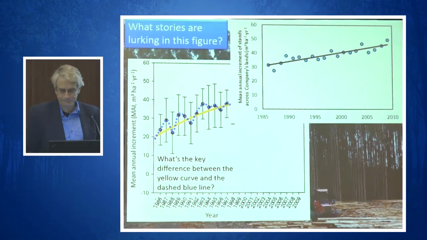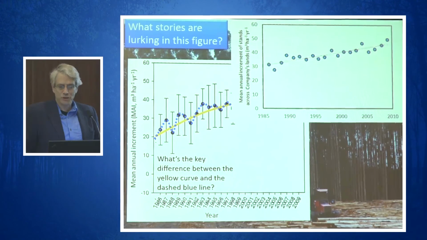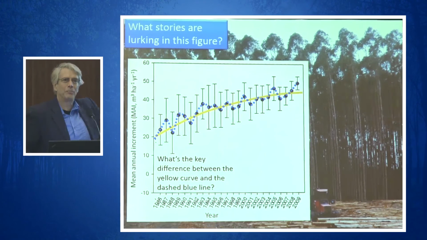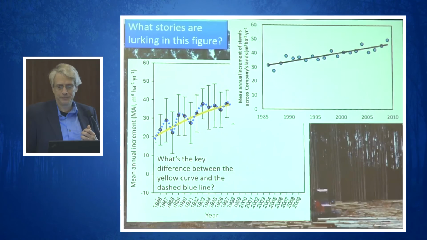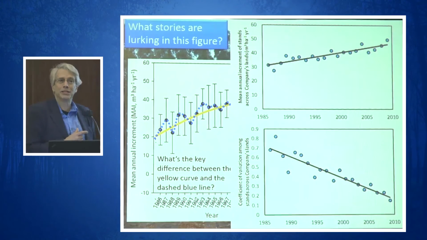Now in this previous graph, I mentioned that these variability bars get smaller as time goes on. Well, if that's a story you want to tell, this graph does not tell it really as strongly as it might. This graph, on the other hand, simply takes that variability measure and shows very explicitly that there's been a strong decline in variability across the landscape as time goes on.